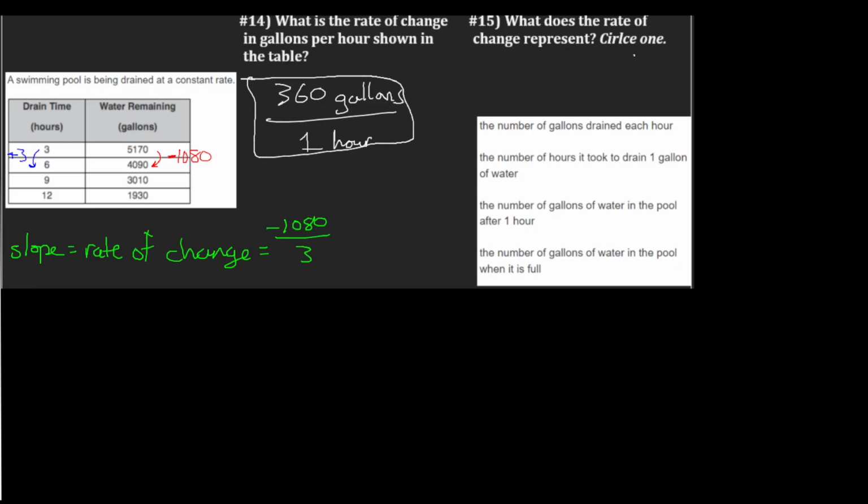And then for number 15, what does rate of change represent? For that one, we're just going to say it's the number of gallons drained each hour, 360 gallons per hour. So it's going to be just that first one. Again, super simple. Make sure you're checking those vocab for yourself. That way you're good.